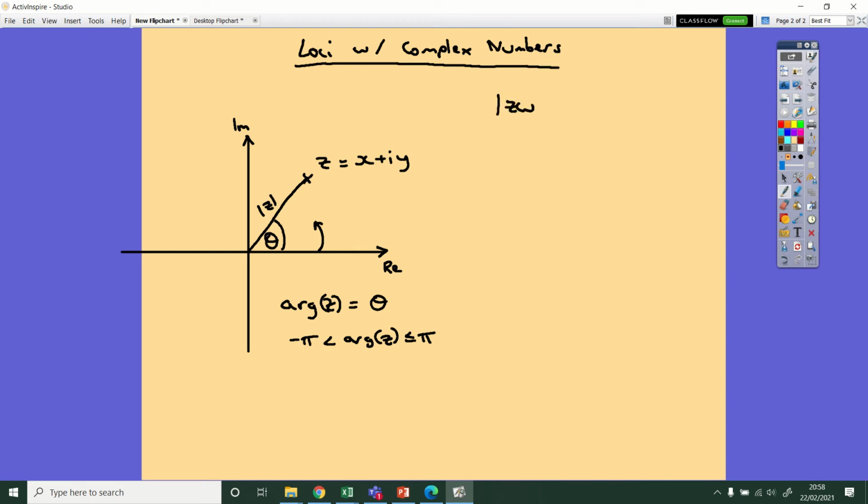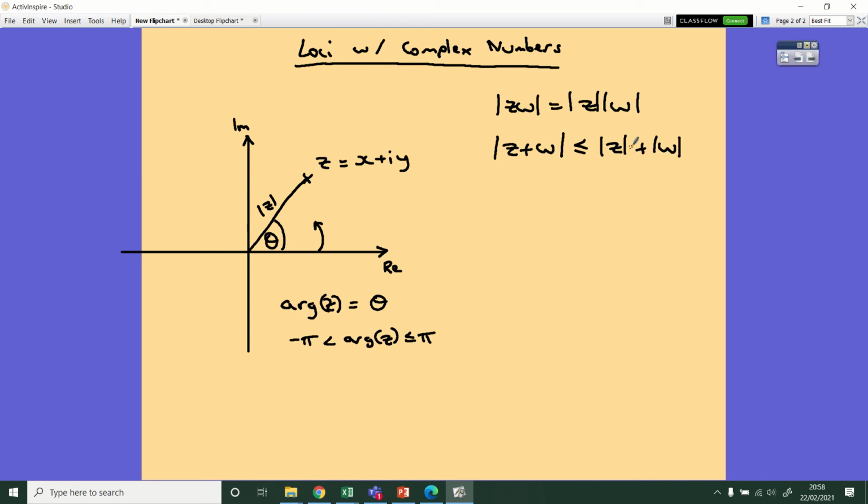So first of all, modulus is multiplicative. So the modulus of a product is the product of the moduli. However, it's not additive. If you've got a sum in your modulus, then it's not equal to the sum of these, except it is less than or equal to that sum. This is a very, very famous inequality in maths. It appears all the time, but it's not in the A-level specification.